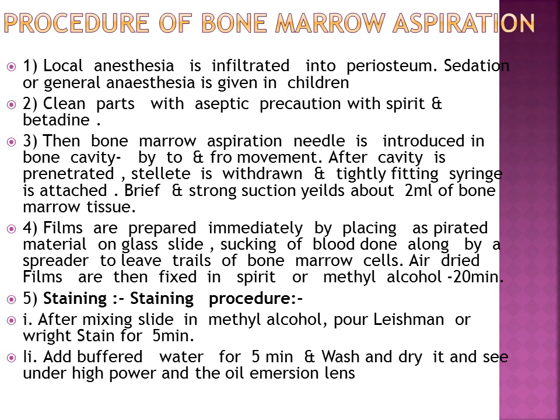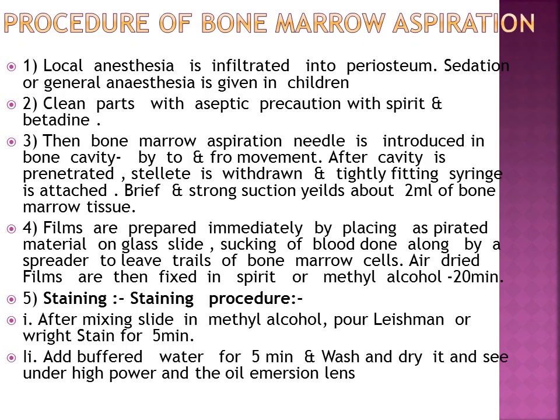Then the bone marrow aspiration needle is introduced into the bony cavity by to and fro movement. After the cavity is penetrated, the stilette is withdrawn and a tightly fitting syringe is attached. Then with brief and strong suction, you can take 2 ml of bone marrow tissue.